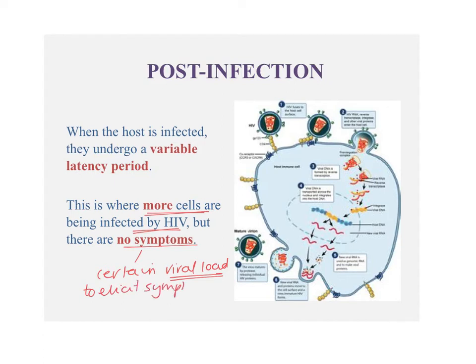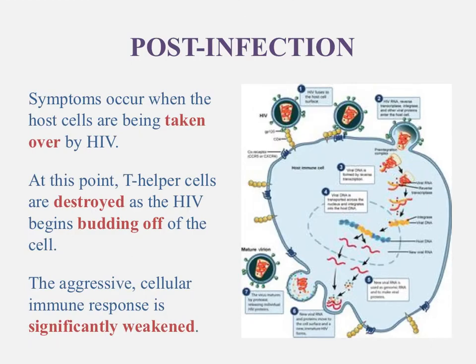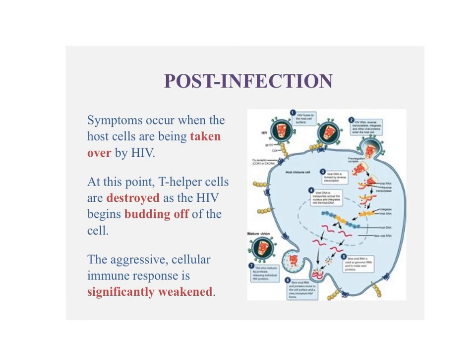And this would be where you've got few T cells, or so few T cells that you're really susceptible to infection. And this is the time where you'll feel tired, lethargic, you'll get colds all the time, pneumonia, things like that, and you'll be like, oh, something's actually really wrong. Now the symptoms are going to occur when the host cells are starting to be taken over, they're overrun by HIV. And at this point, the T helper cells are being destroyed as that HIV begins budding off the cells.